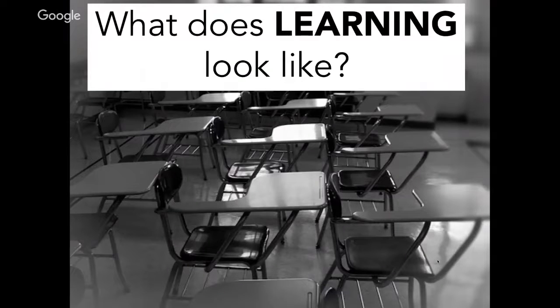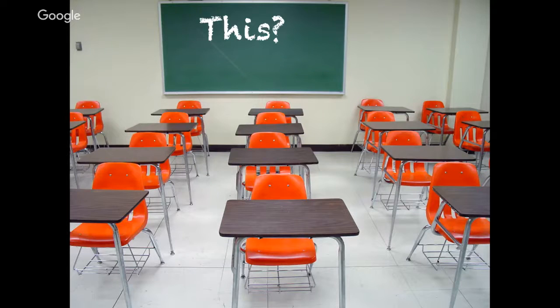But that doesn't look like truly active learning to me. Learning looks like people talking. I've heard it described as organized chaos when I've answered that question. It looks like students thinking hard and exploring, engaging in content, engaging in critical thinking and problem solving. It doesn't look like this. There are a lot of our classrooms that look like this. But this classroom was designed for the factory model of education. Is it really preparing our students for what their future is?